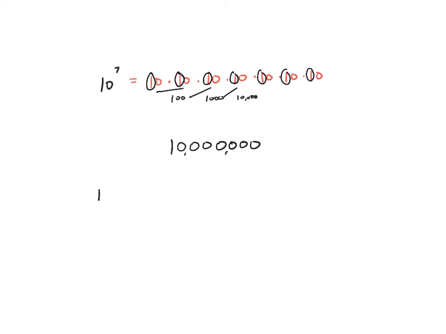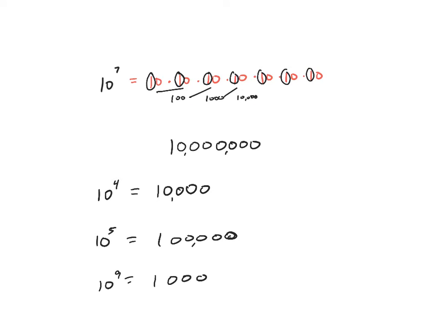Knowing that, we can quickly find out that 10 to the 4th power is just 1 with 4 zeros, 10,000. 10 to the 5th power is a 1 with 5 zeros, 100,000. And 10 to the 9th power is a 1 with 9 zeros, which is 1 billion.